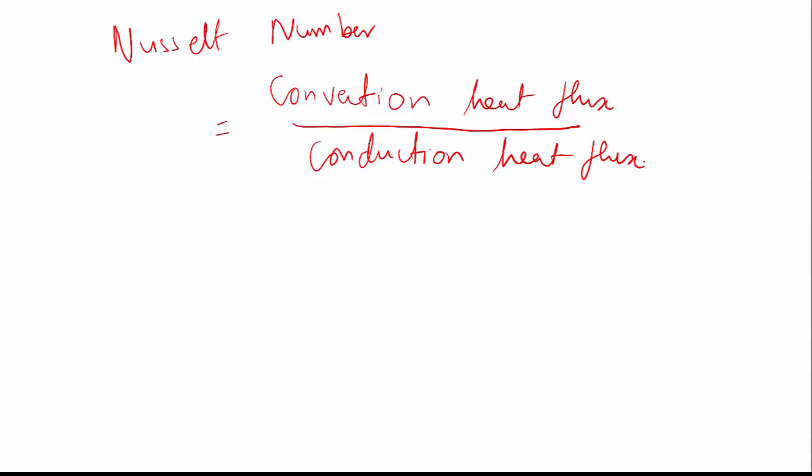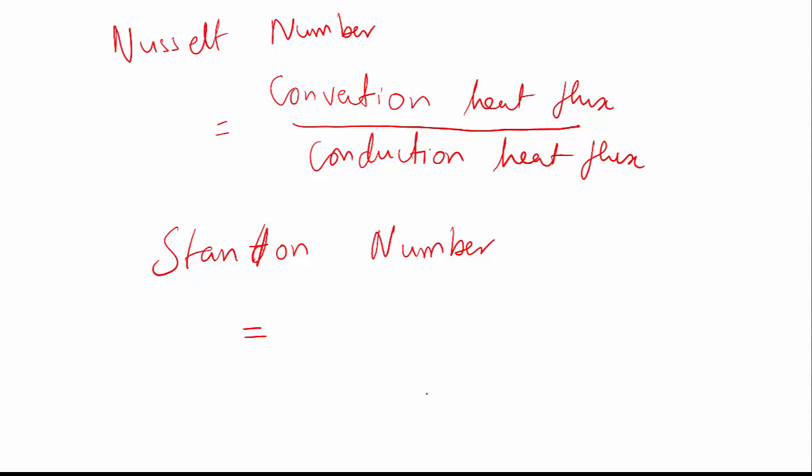Then the next number, the Stanton number. It is the ratio between the heat flux to the fluid and the heat transfer capacity of the fluid. It's another type of dimensionless number, but it does not have very important significance. It is purely for calculation.